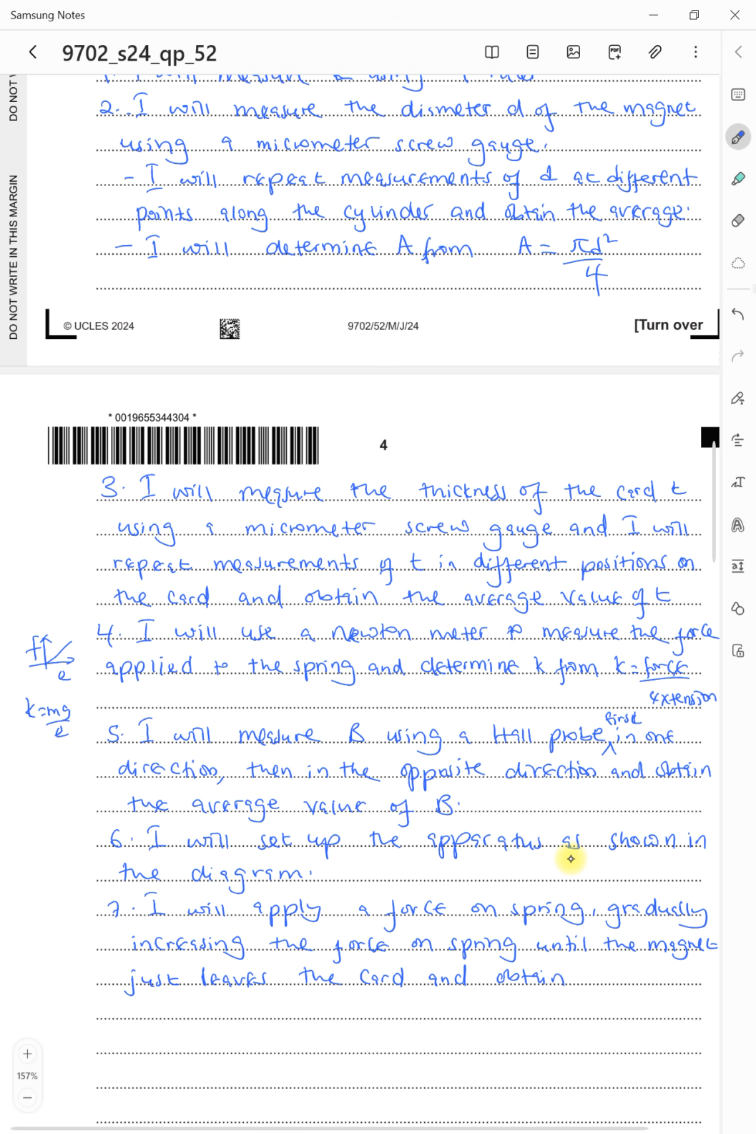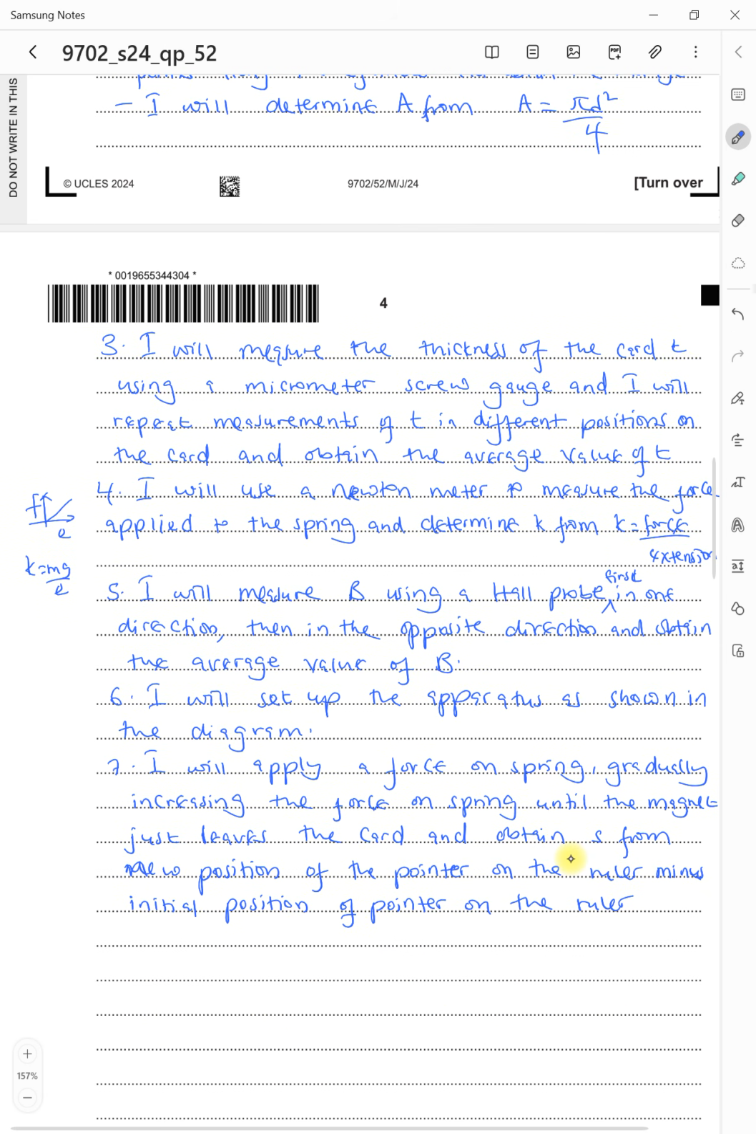And of course, I'm going to obtain S from the new position of the pointer on the ruler minus the initial position of the pointer on the ruler. Remember I said you would measure the original length of the spring, and then the new length of the spring, and then obtain the difference.